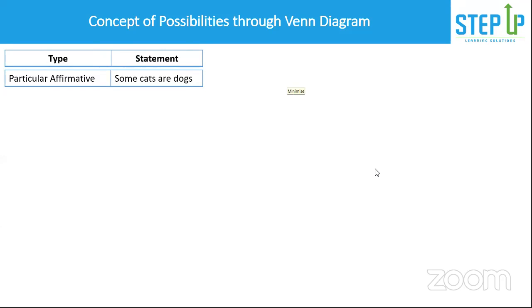Some people are saying overlapped circle. Okay, that is correct. Zahidul Islam is saying overlapped circle. That is correct. Okay, let's look at that.